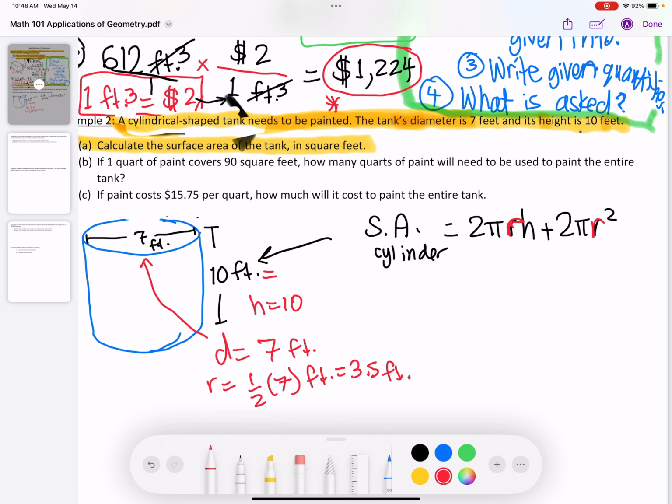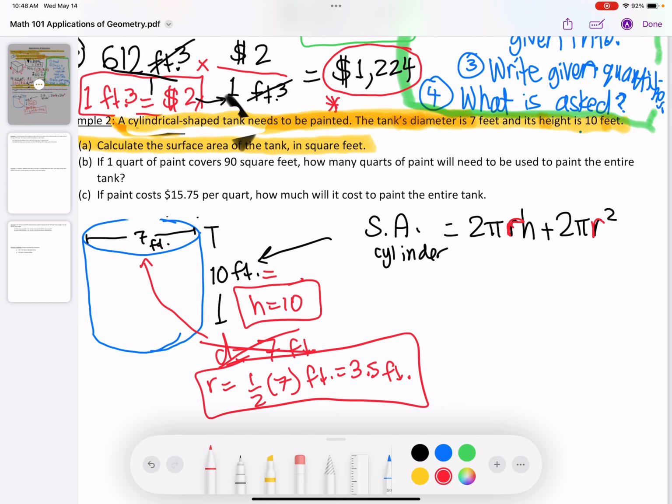So they gave me the diameter. It's not needed, at least for part A. We'll see about part B. But for part A, I don't need the diameter. It did allow me to find the radius, so that was helpful. Now I'm going to replace the radius in the formula. Here is the radius, and r over here is also 3.5. And then everything else I'm going to copy.